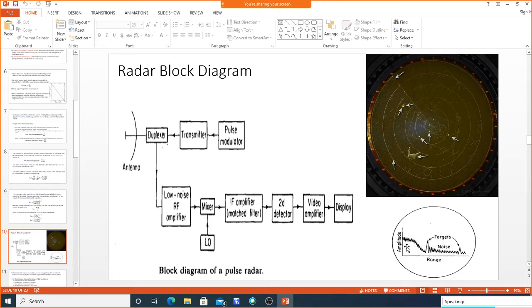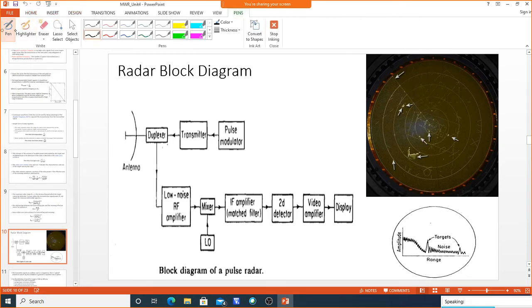Here we need to take care that some particular threshold level needs to be put here. For example, if you put the threshold level somewhere here, then only if the target has an amplitude greater than that threshold level can we say the target is detected. Here you can see a small target, and here one more target is there. These targets may be stationary or moving.